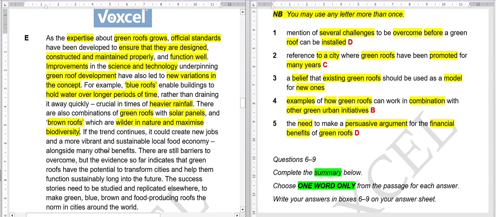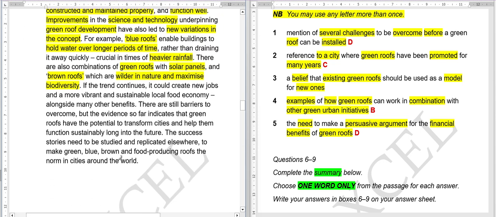If the trend continues, it could create new jobs and a more vibrant and sustainable local food economy alongside many other benefits. So if this trend continues, it will not only create new jobs, but it will create a local food economy alongside many other benefits. There are still barriers to overcome, but the evidence so far indicates that green roofs have the potential to transform cities and help them function sustainably long into the future.